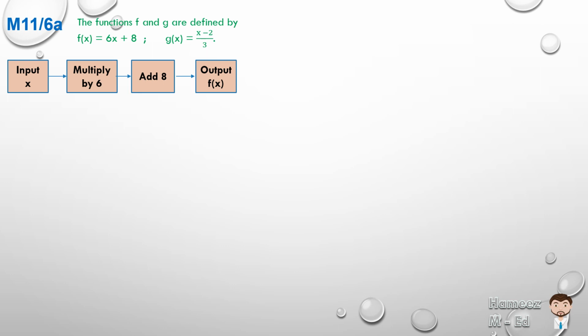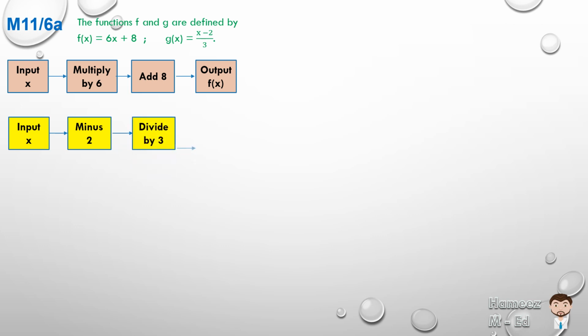And for g of x, let's do the same thing. So g of x, our input is x. We have that in the yellow boxes. And then we minus 2. When we get our answer, x minus 2, what do we do? We divide that answer by 3. And that will be our output, g of x.